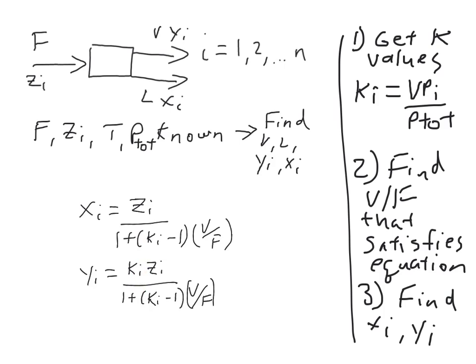And at that point, we pretty much know everything. With V over F, we can calculate the vapor flow rate, and we can also calculate the liquid flow rate. We know all the mole fractions in the liquid and the vapor, the xi's and the yi's, and that's the way that we go about solving this type of system using the Rachford-Rice approach for a multi-component flash drum system.